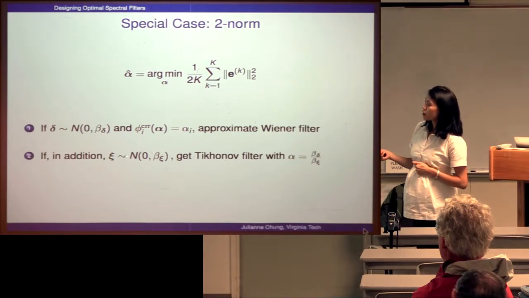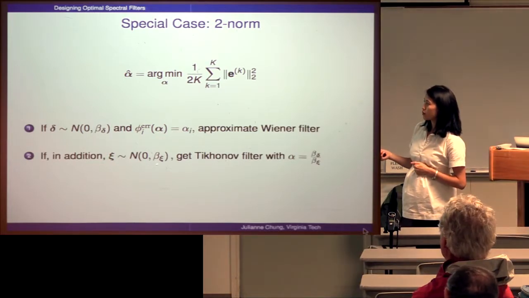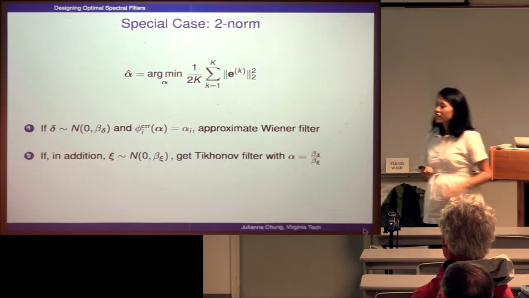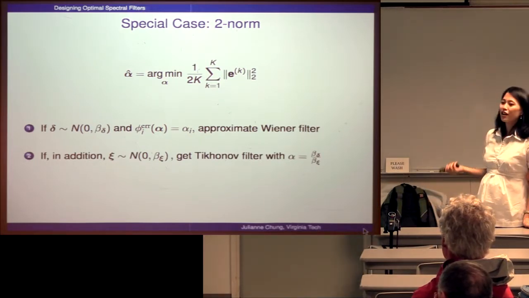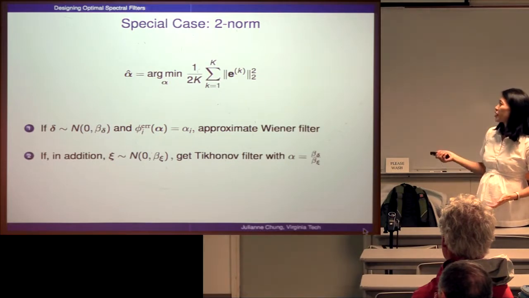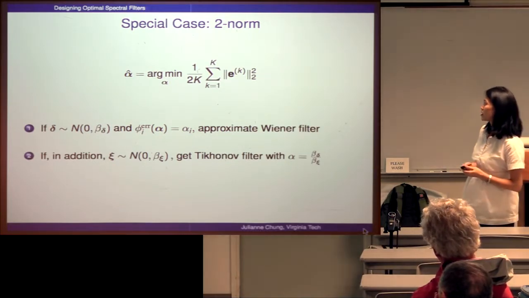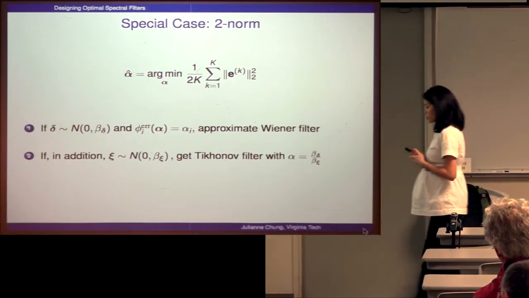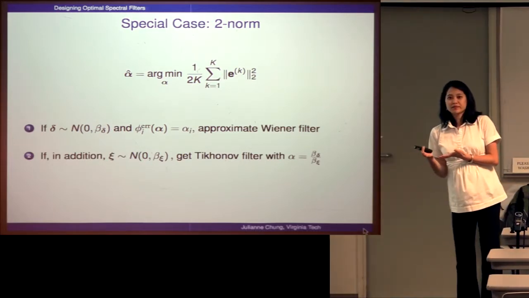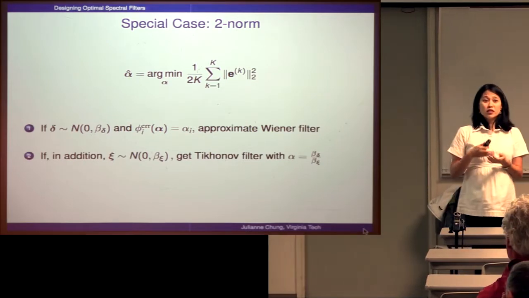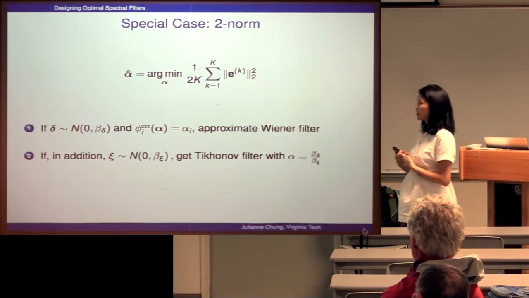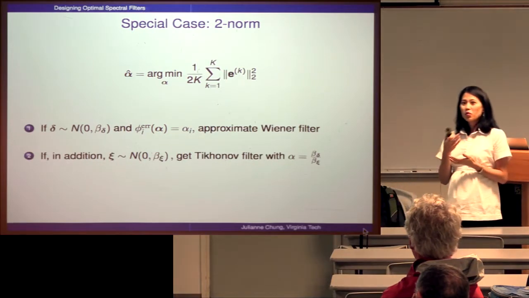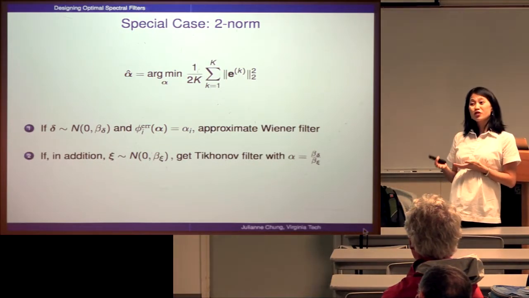If we assume that those also come from a normal distribution with certain properties, then we actually find out what we are computing: the Tikhonov filter factors with a particular regularization parameter defined by the noise to signal ratio. So why is this important? Because so many people use Tikhonov regularization in their research, in their daily lives, without realizing the underlying assumptions they're making.